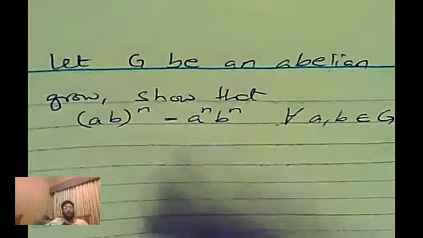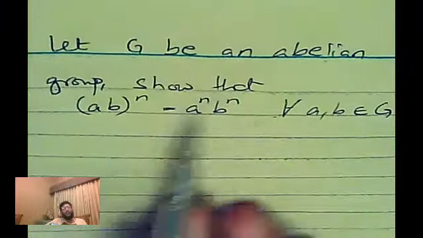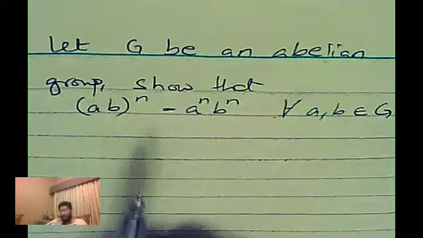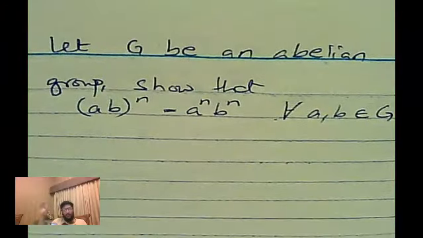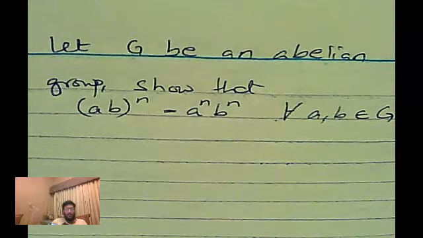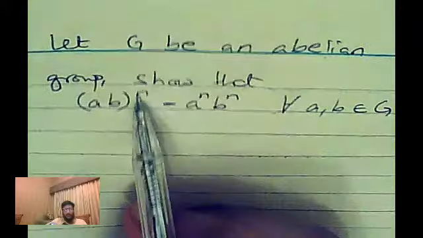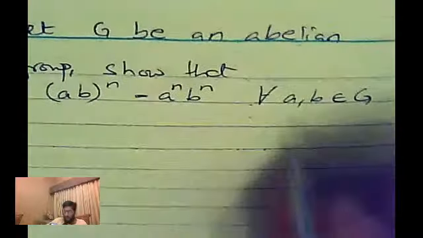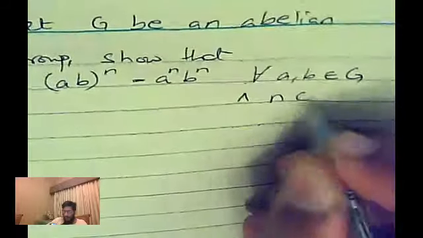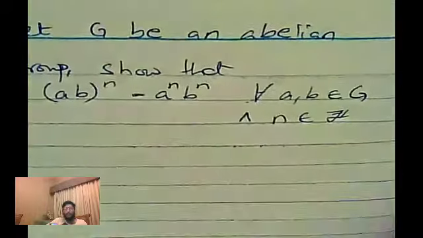If G is an abelian group, that means it is a group that holds the commutative property. Show that (ab)^n equals a^n b^n for all a, b belonging to G and n belonging to the set of integers.